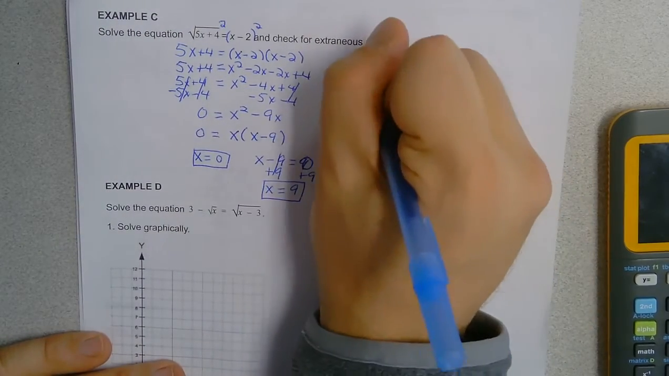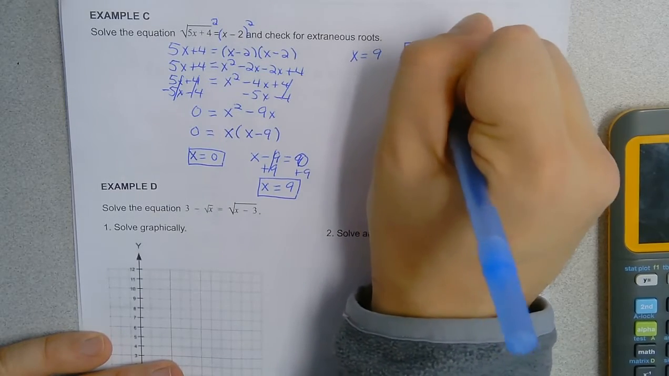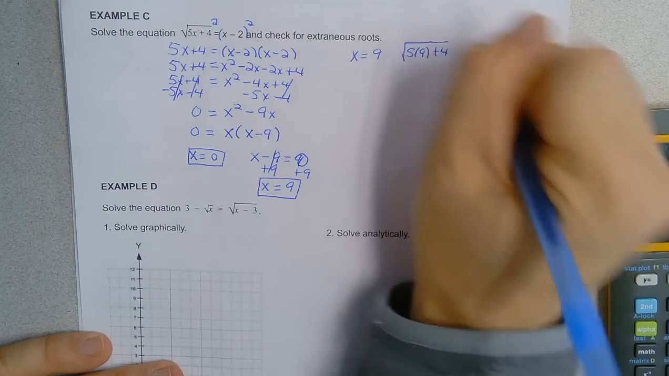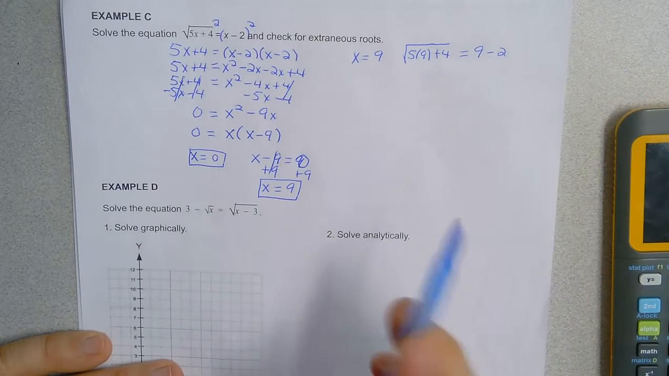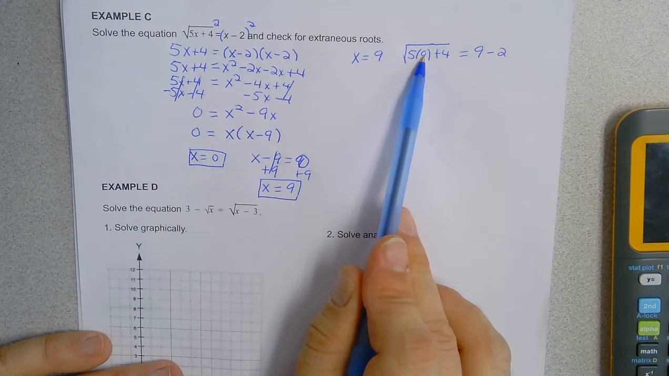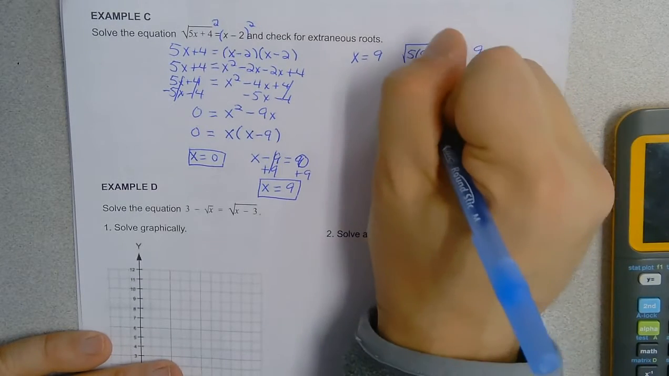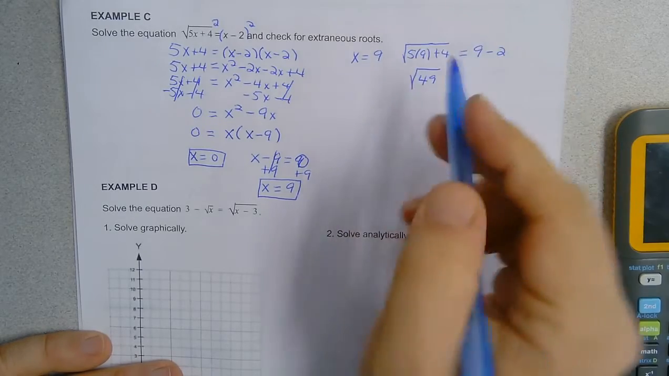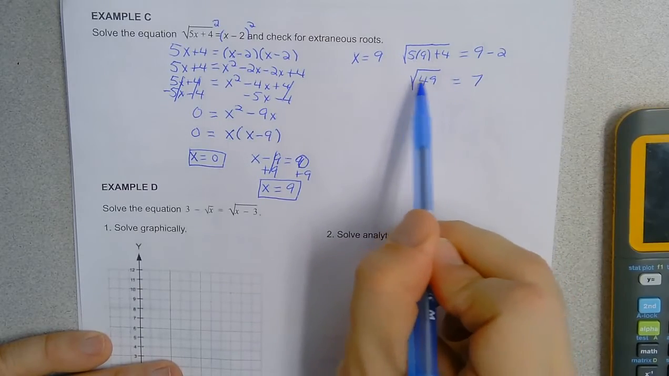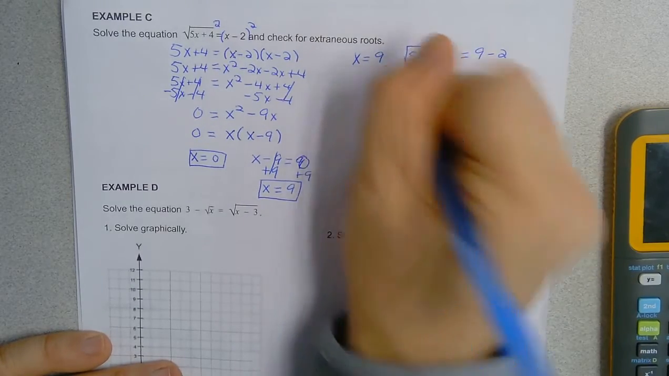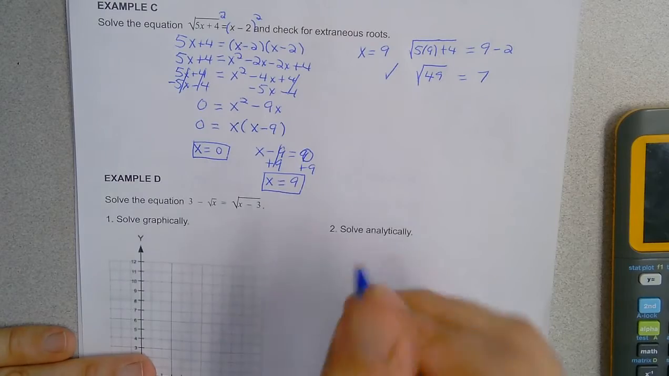So what we're going to do is go and check each. If x is 9, we would have the square root of 5 times 9 plus 4 is equal to, substituting in 9 minus 2. So here, 5 times 9 is 45, plus 4 is 49. So underneath our radical sign, we have the square root of 49 is equal to 9 minus 2 is 7. So we know the square root of 49 is 7. So that checks. And we just need to check if x equals 0 is an extraneous solution.